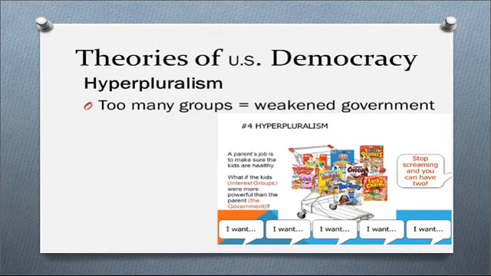Also, if a group is unsuccessful with one institution, they can try it again in another. For example, when a group fails with Congress or the president, they can always turn to the courts. This can then lead to policy gridlock.